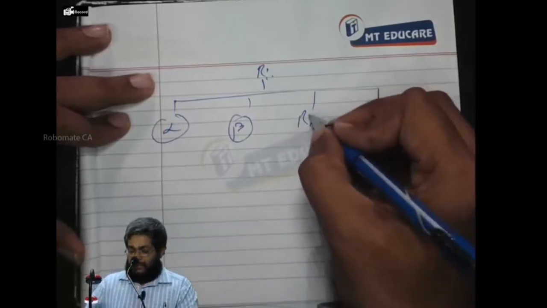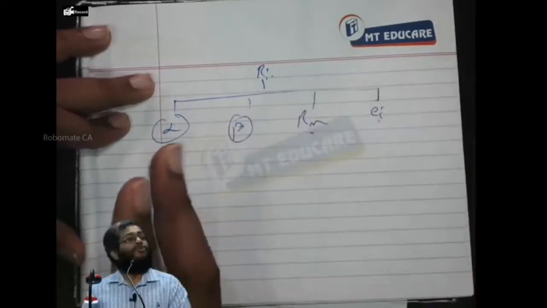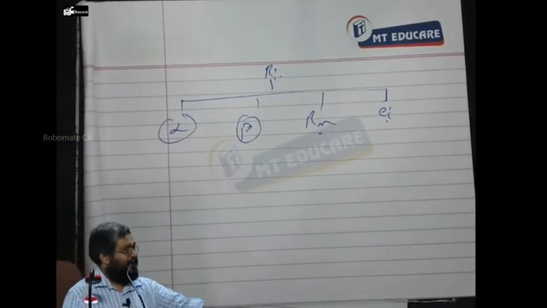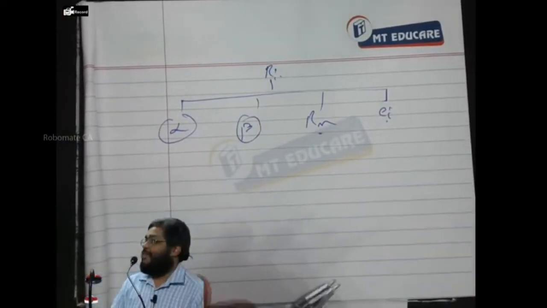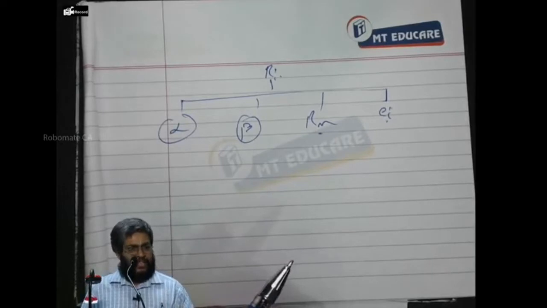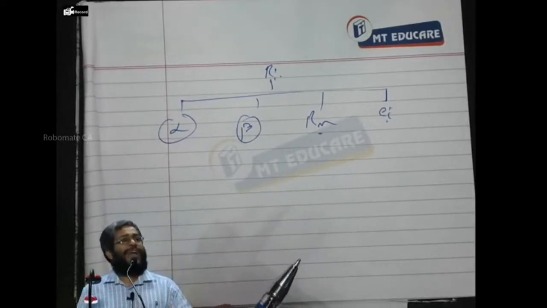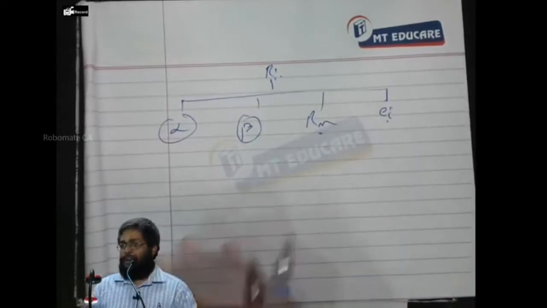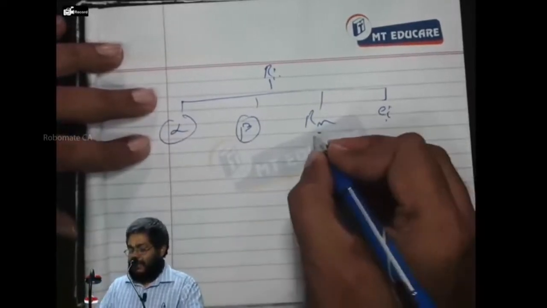Every variable will have 2 features. It will have a mean and a standard deviation. For x, there will be an x bar and a sigma x. So a variable has 2 features, namely mean and standard deviation.